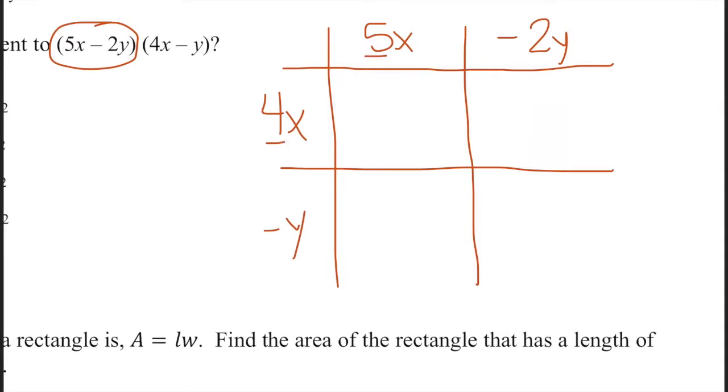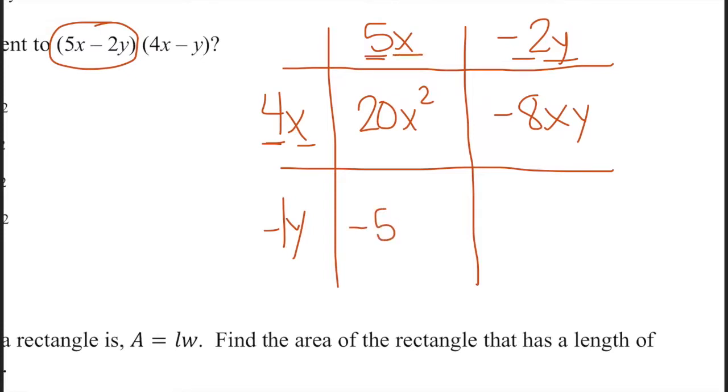4 times 5 is 20. X times x is x squared. 4 times negative 2 is negative 8. X times y is xy. 5 times, this would be negative 1, is negative 5. X times y is xy. Negative 1 times negative 2 is positive 2. And y times y is y squared.